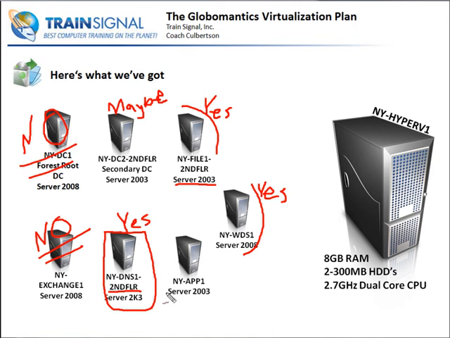Now, this one over here, we have an application server, NYApp1, and this one I'm probably going to say no to. All right? Application servers have a tendency to be very hardware intensive, very RAM and CPU intensive. So that's probably not going to be a very good candidate to virtualize.